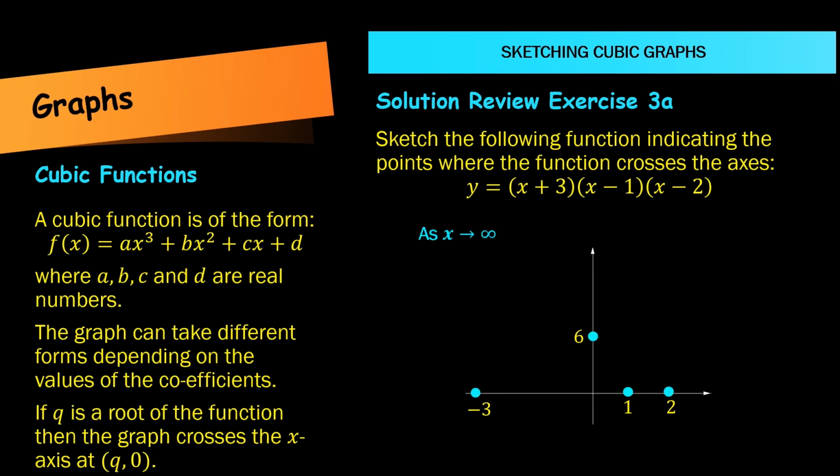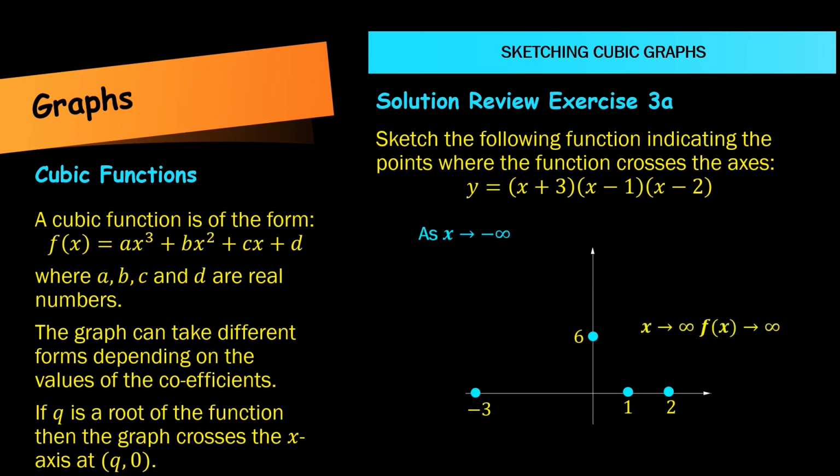What happens as x tends to infinity? Notice that x plus 3 also tends to infinity, x minus 1 tends to infinity, and x minus 2 also tends to infinity. So therefore f(x), or y, tends to infinity too. So as x tends to infinity, f(x) tends to infinity.